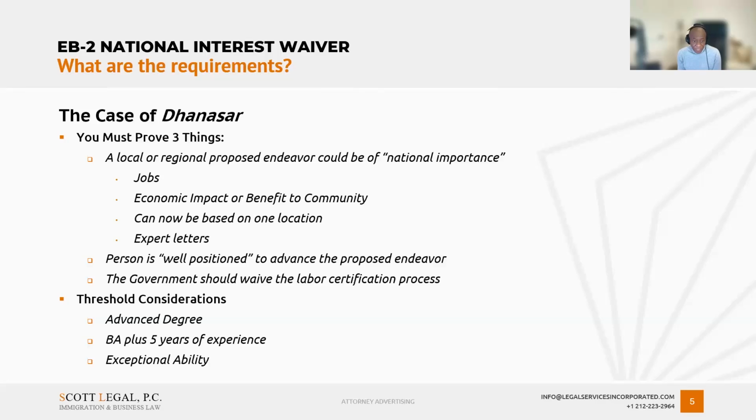So the very first thing that you would do with a national interest waiver petition is define what your endeavor is. So your endeavor is the reason that you are coming to the United States. And this can be something that does take quite a bit of time and effort to define because it should be specific and it should be crafted in a manner that gets you the check mark in the first box, and that is that your endeavor is of national importance and substantial merit.